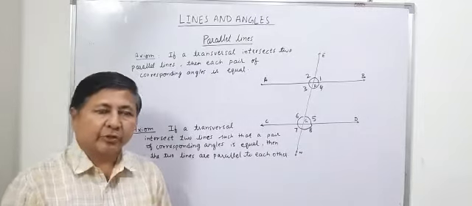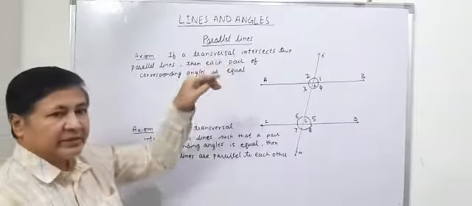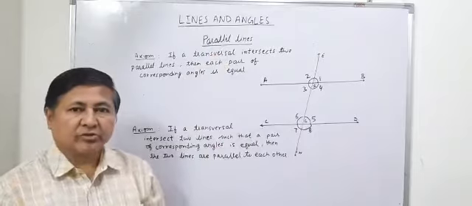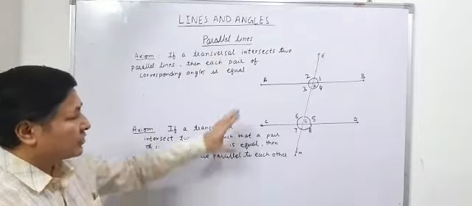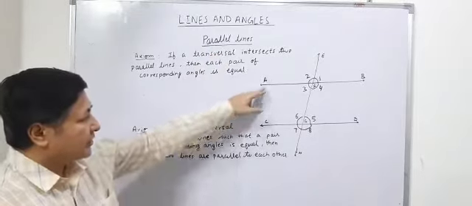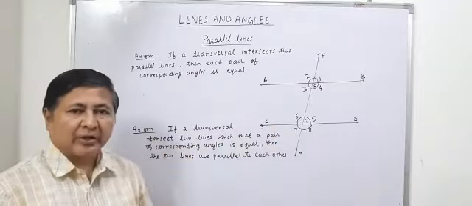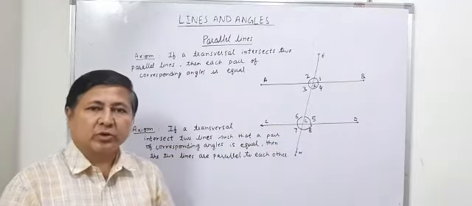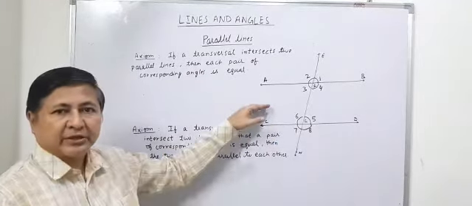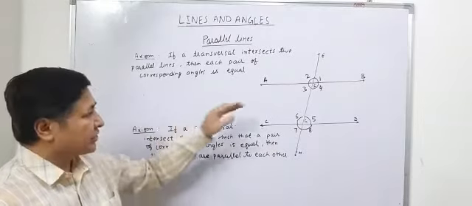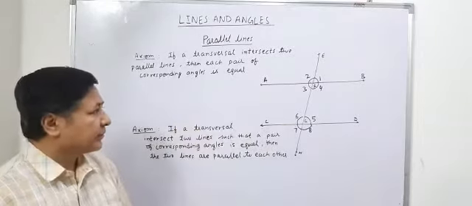Welcome student. Today we are going to take parallel lines and the angles related to parallel lines. Now what is a parallel line? First you know this AB and CD are parallel lines here. The two lines which do not intersect each other are known as parallel lines. So you can see AB and CD are parallel lines.